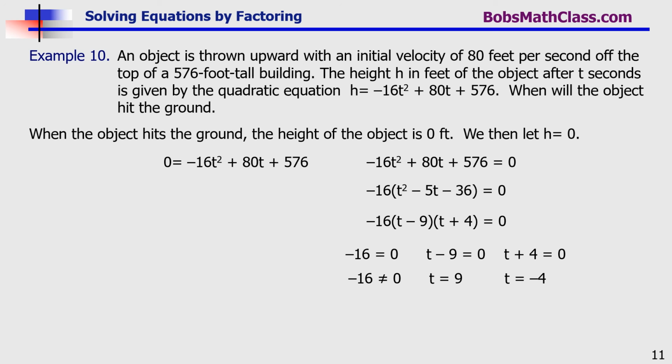Remember what t stands for. It's time. It's seconds. So t equals 9, that stands for 9 seconds. It'll take 9 seconds for this ball to be thrown up and to come back down and hit the ground. That makes sense. How about t equals negative 4? It takes negative 4 seconds to, yeah, that doesn't make sense, right? So we only have one answer. That would be t equals 9.